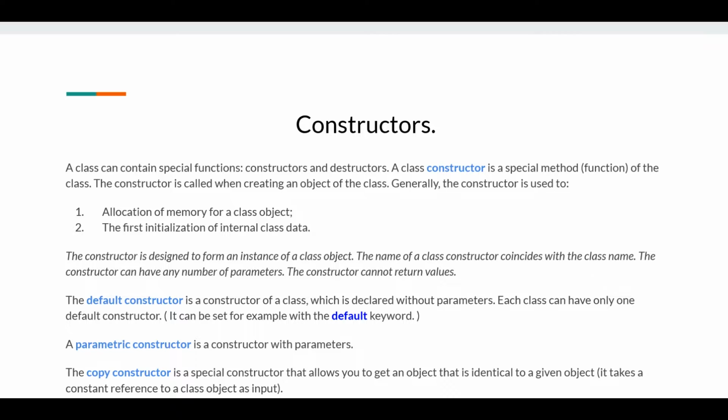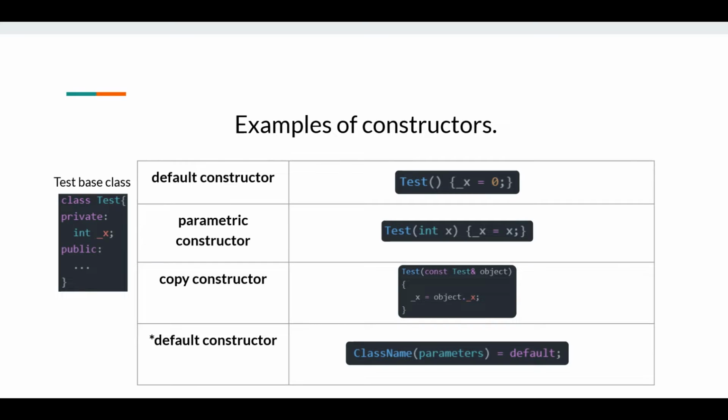The default constructor is a constructor of a class that is declared without parameters. It can be specified, for example, with the default keyword. A parametric constructor is a constructor with parameters. A copy constructor is a special constructor that allows you to get an object that is identical to a given object. Examples of constructors are the default constructor, parametric constructor, copy constructor, and default constructor with the default keyword.